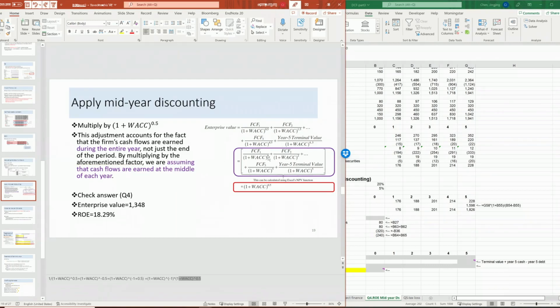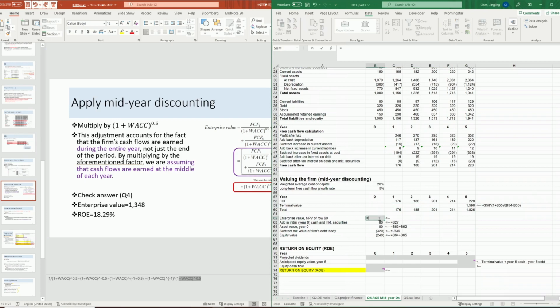So I can put 1 here, 2 here, all the way to 5, and multiply by 1 plus WACC raised to the power of 0.5. If you move this inside the big parenthesis, it's essentially applying 1 minus 0.5 here, 2 minus 0.5 here, all the way to 5 minus 0.5. So it will be equivalent to the upper part here. Therefore, we can use our previous formula for calculating NPV, but just add 1 plus WACC raised to the power of 0.5. So let me do this in Excel.